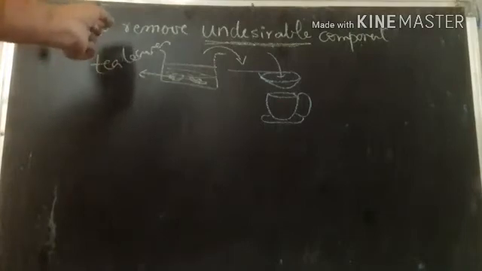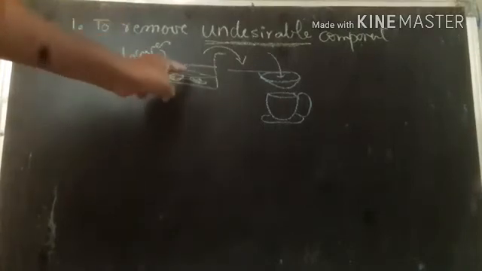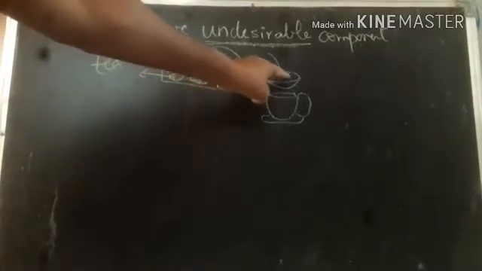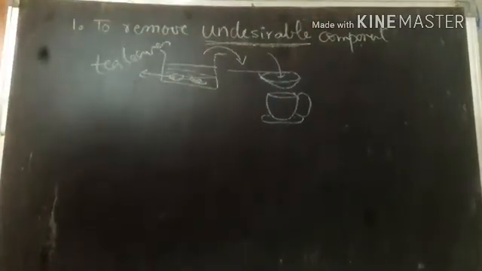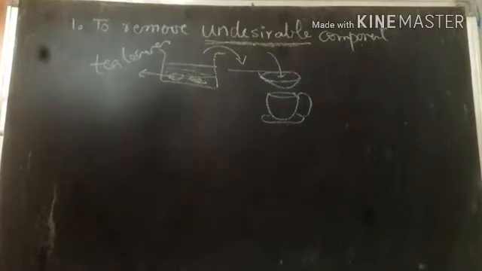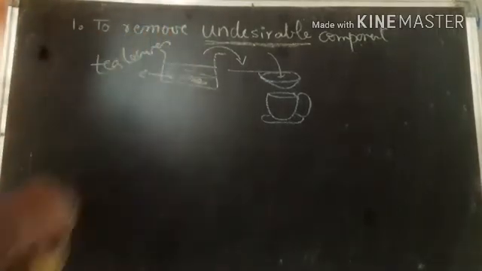Right? This is one of the reasons why we need to separate the material. So we separated tea leaves from the tea. Why? Because tea leaves are undesirable components. Okay. Like that, there is another reason.